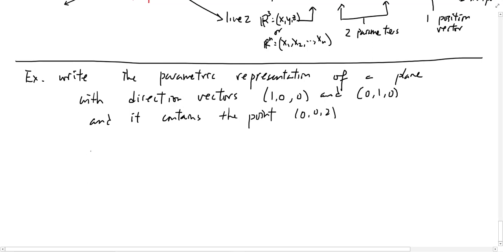Oh, in this case, very easy. The parametric representation will just be t1 multiplied by the first direction vector (1, 0, 0), plus t2 multiplied by the second direction vector (0, 1, 0), plus the position vector (0, 0, 2). That gives me the plane.